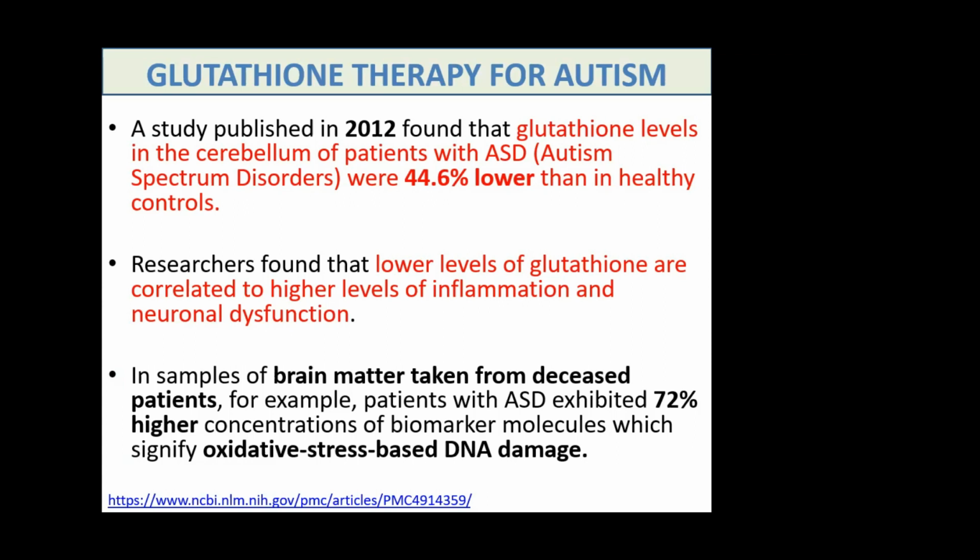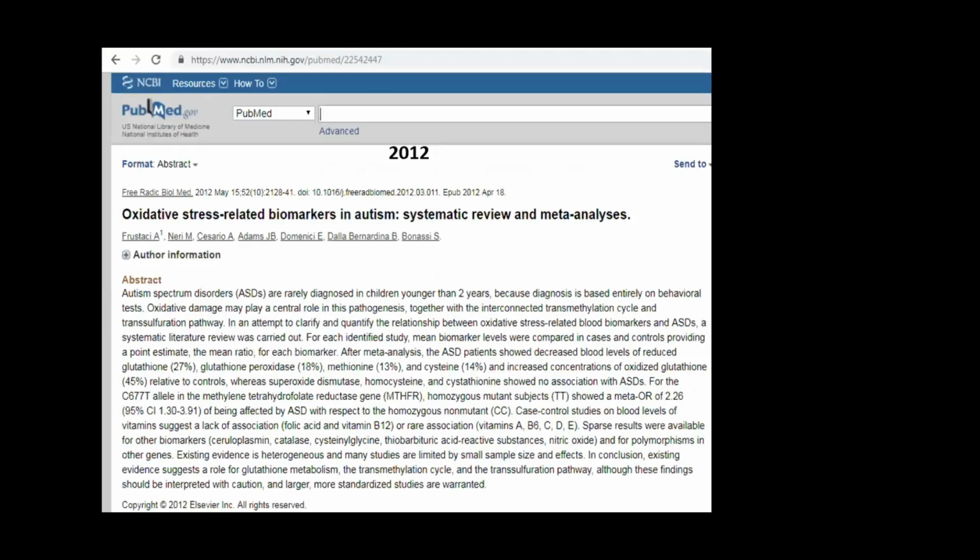Researchers also found that lower levels of glutathione are correlated to higher levels of inflammation and neuronal dysfunction. And in samples of brain matter taken from deceased patients, right? Autopsy, for example, patients with ASD exhibited 72% higher concentrations of biomarker molecules which signify oxidative stress-based DNA damage. Okay, so that's the study.